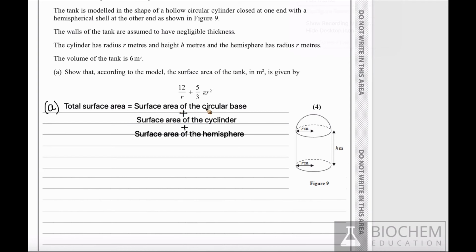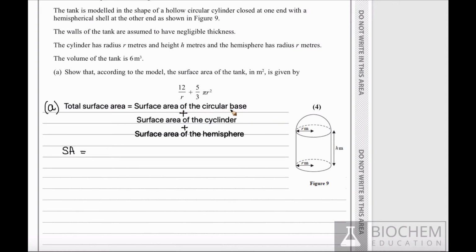First is the surface area of the circular base. The base at the bottom of the cylinder, that is the first surface area that we will have to find. We will add that surface area to the curved surface area of the cylinder. Now that is the curved surface area surrounding the cylinder will be the second surface area that we will find. And third is the surface area of the hemisphere, the top bit over here. So adding these 3 areas will give us the total surface area, and that should come out to be equal to this answer.